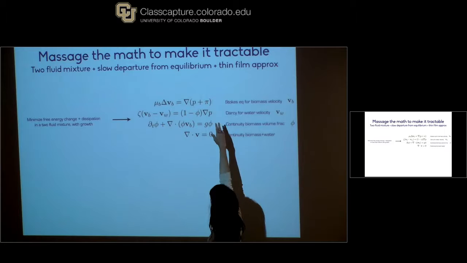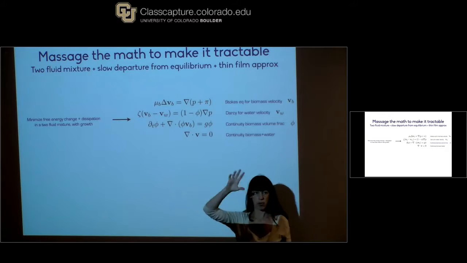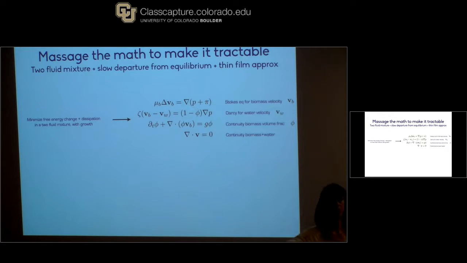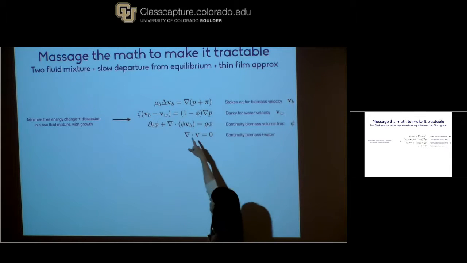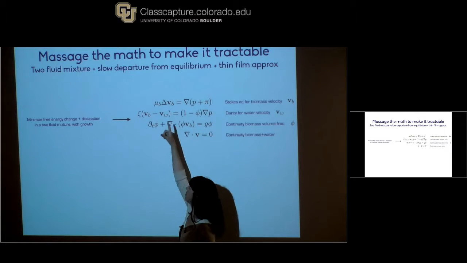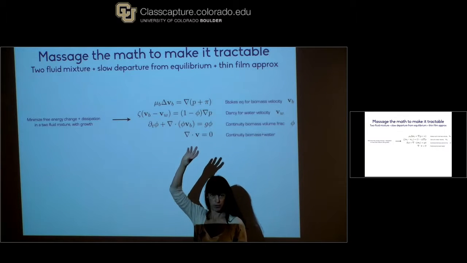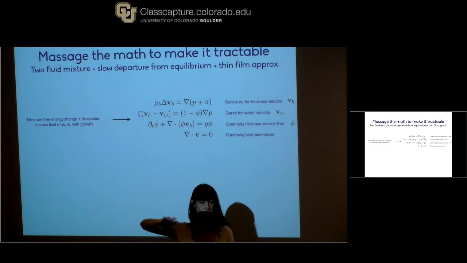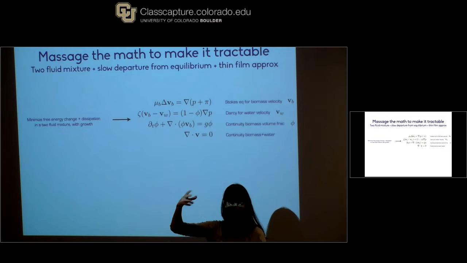One is the Stokes equation for the biomass. So I remind you, the Stokes equation is the limit of the Navier-Stokes equation at Reynolds number zero. I didn't remind you about this yesterday, but again, these non-dimensional numbers keep coming back. When Reynolds is zero, you can neglect inertia, and then what you get is a linear equation for the velocity in this limit, and this is called the Stokes equation. Okay, this is all stuff we did yesterday, so it's just to remind you where we are.